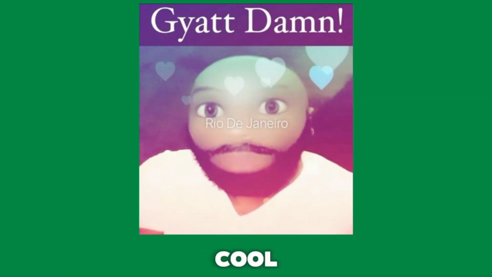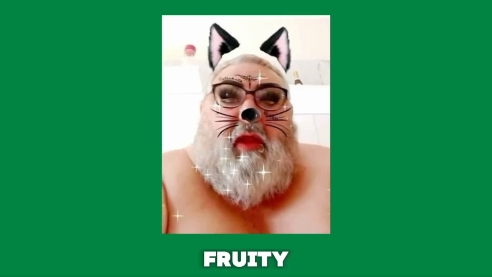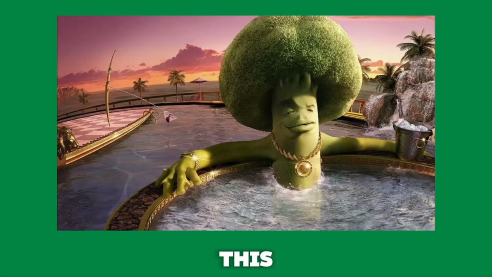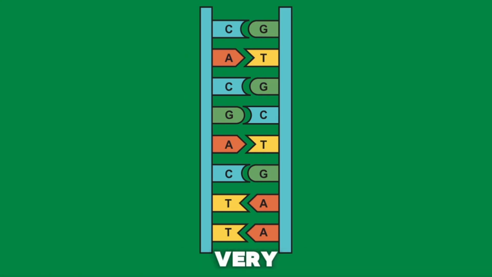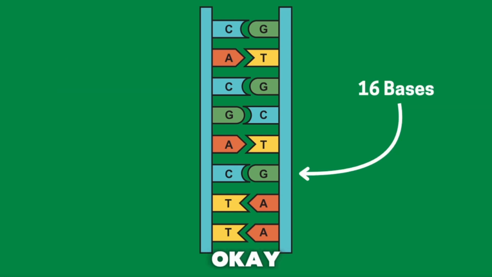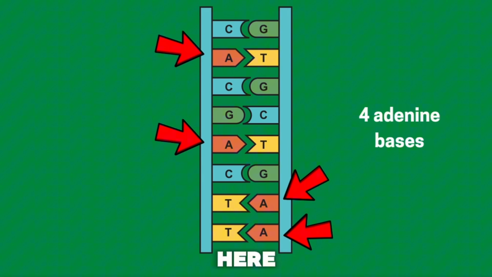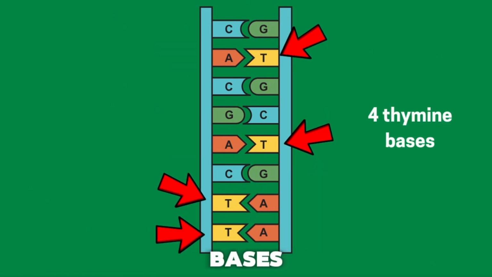So pretty cool. Now here I'm showing you this DNA structure, okay? It's a bit fruity, a bit colorful and weird, but basically this DNA structure highlights a very important point, okay? Now, this DNA sequence has exactly 16 bases, okay? 16. There's 4 adenine bases here and 4 thymine bases here.